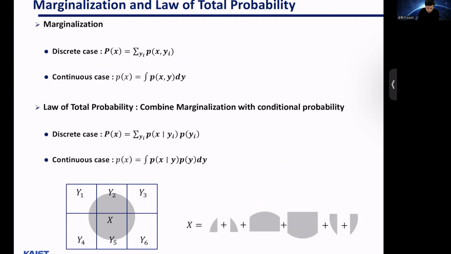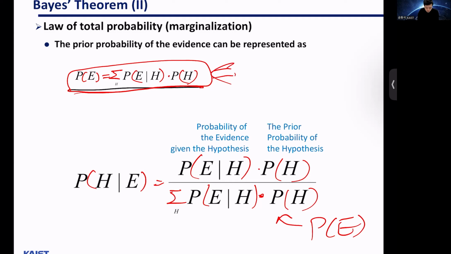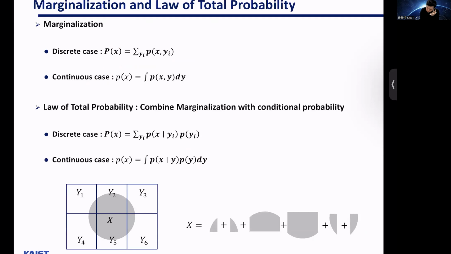Let's go back and take a look at this equation. So what that means is we have marginalization, and then we have the law of total probability. What this is saying is, in the discrete case, P of x equals the summation of P of x and yi, summed over all yi. And then in the continuous case, you integrate the probability of x and y over all y.